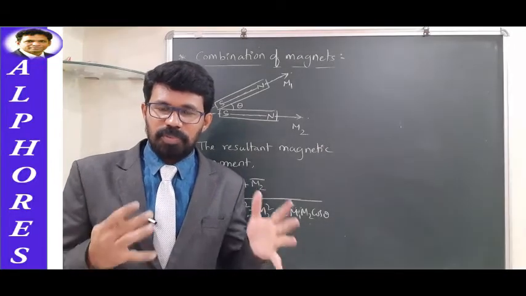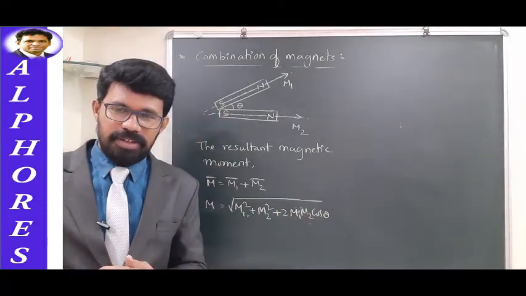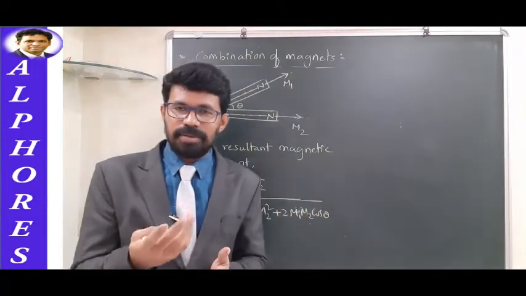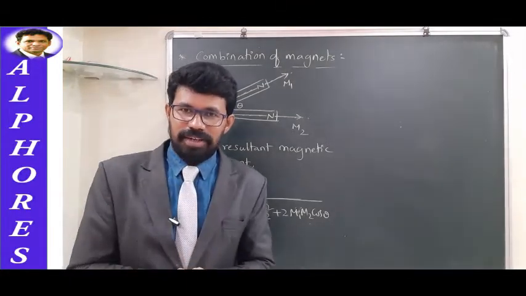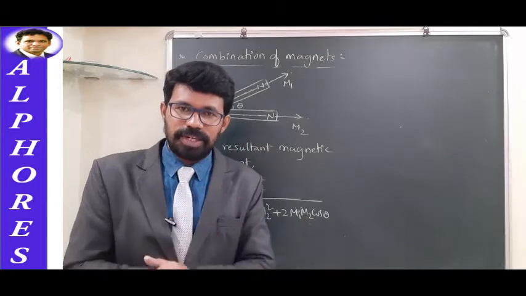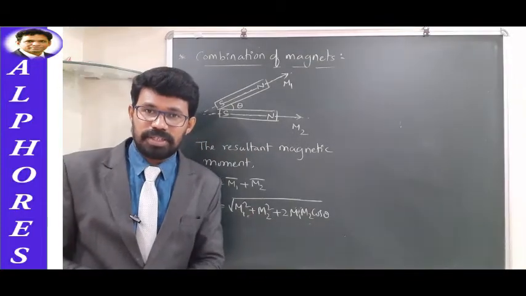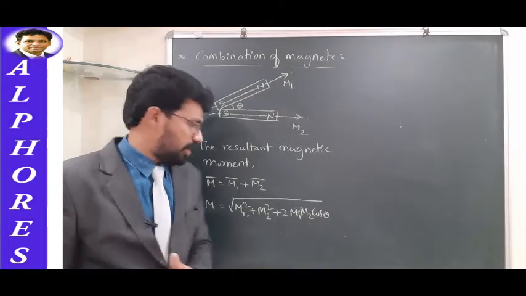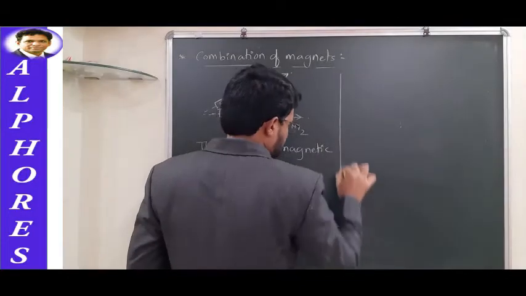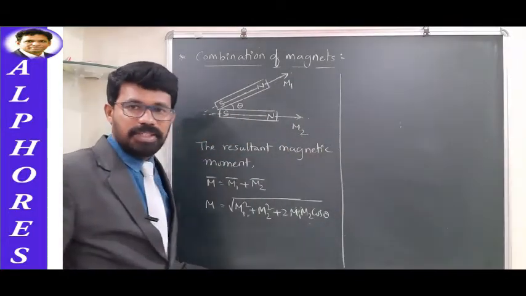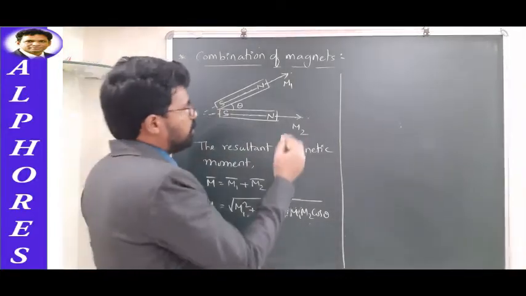Whether you place the magnets along the same direction, in the opposite direction, or at any angle, such as 60 degrees, 30, 120, 140, whatever angle, using this equation you will be able to find the resultant magnetic moment. Let us make use of this equation to deal with a few possible cases. Each case I deal with is like one numerical problem. So I will start with this one.